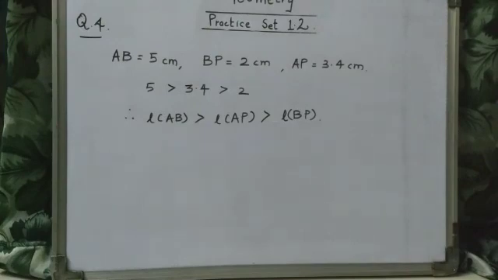So length AB is greater than length AP is greater than length BP. You can reverse also, as they just ask you to compare. You can write length BP is less than length AP is less than length AB.